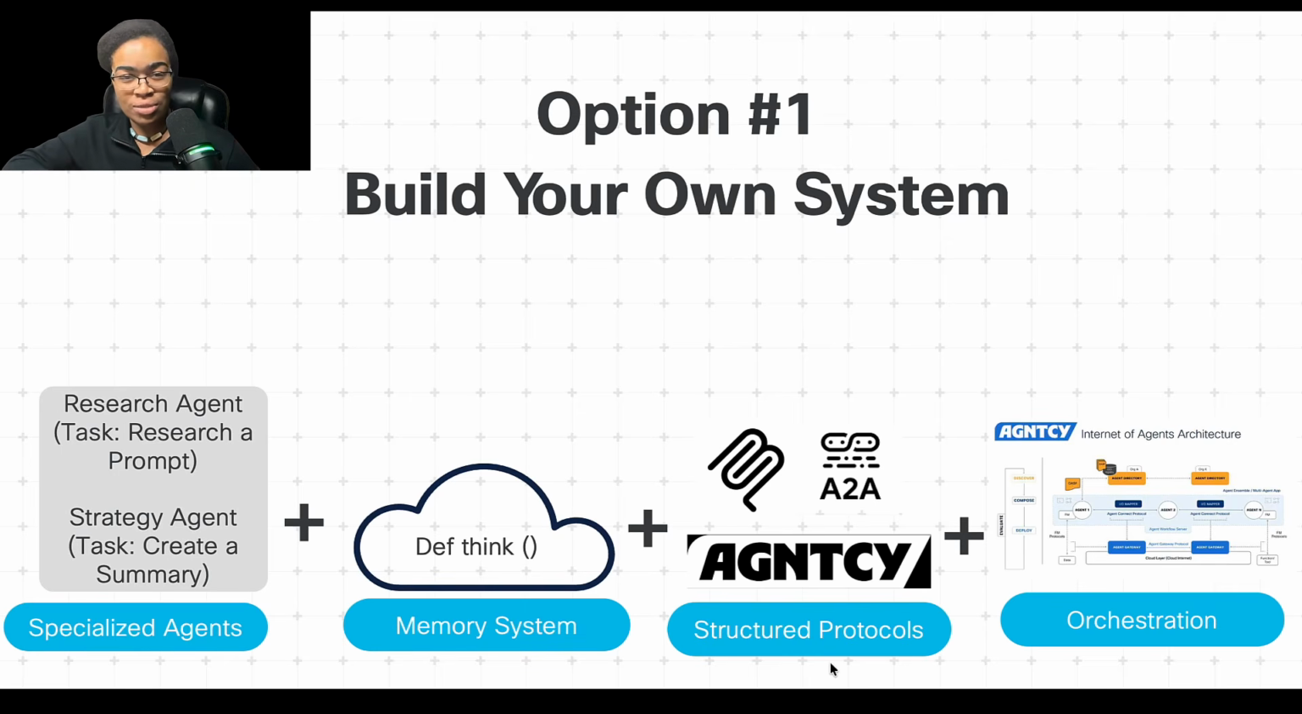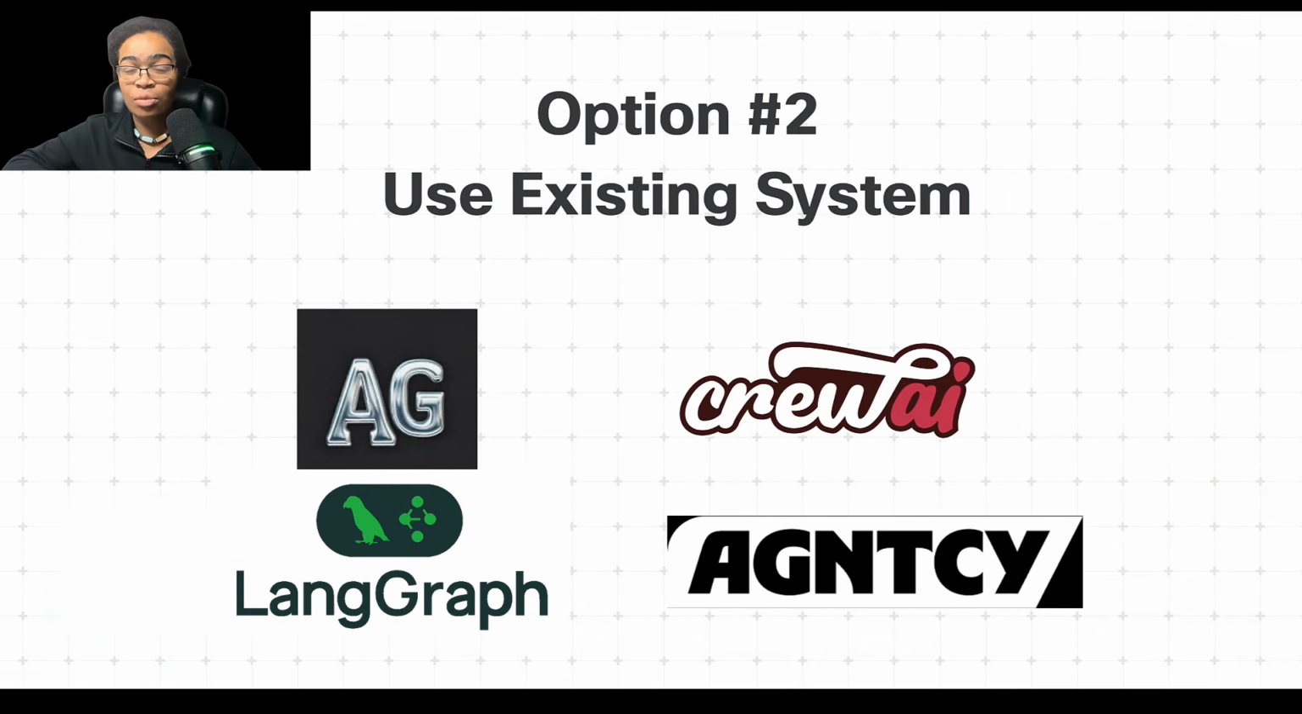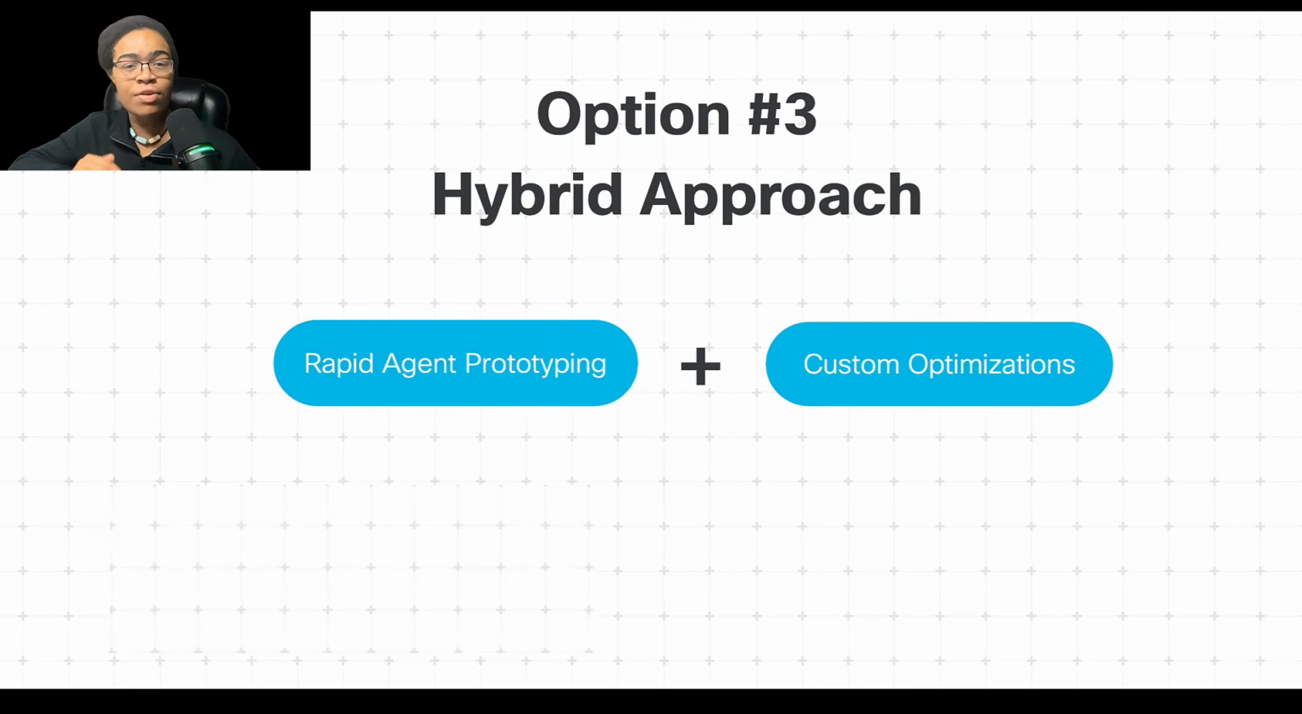If you don't want to build your own system, another option that you have is to leverage existing frameworks. So for example, you can use AutoGen for multi-agent conversations, Crew AI for role-based teams, LangGraph for the workflow orchestration, or even agency like we discussed today. And then a third option that you can look at to get started is more of a hybrid approach. So what you can do here is start with a framework for rapid prototyping and then add custom optimizations for your use cases. So again, this isn't just about cool technology. This is about staying ahead of the trend before it comes out.